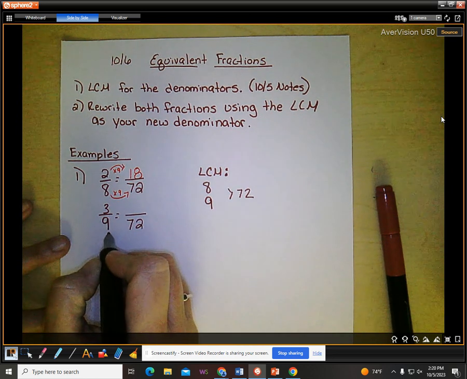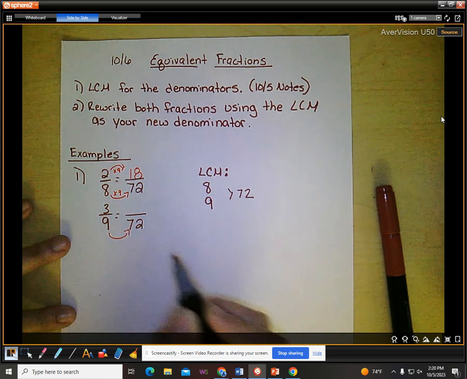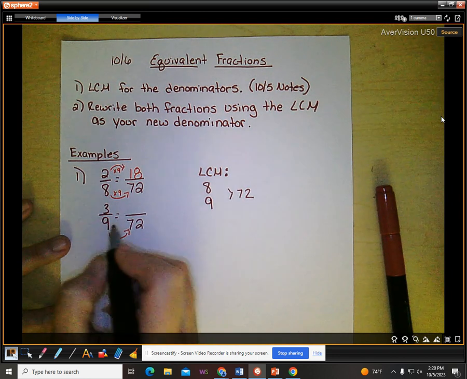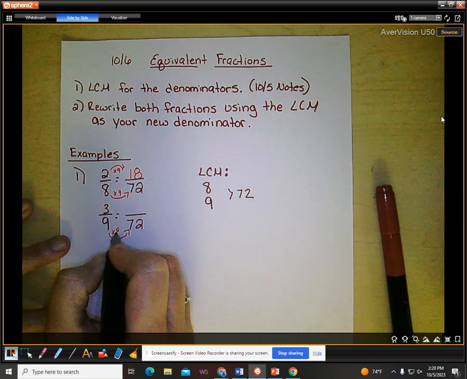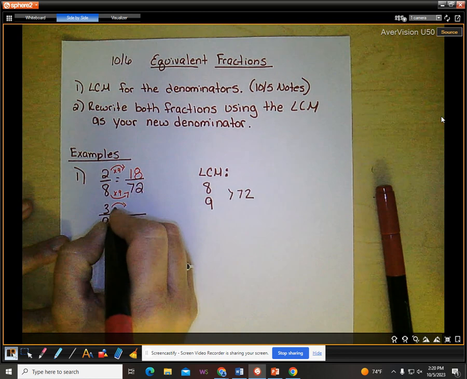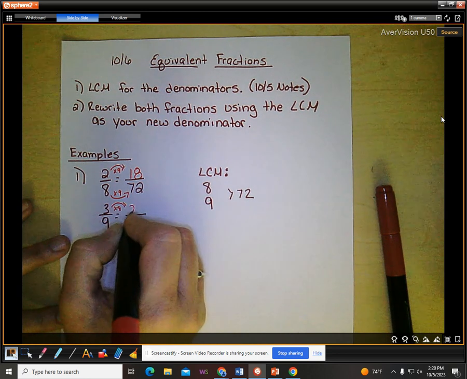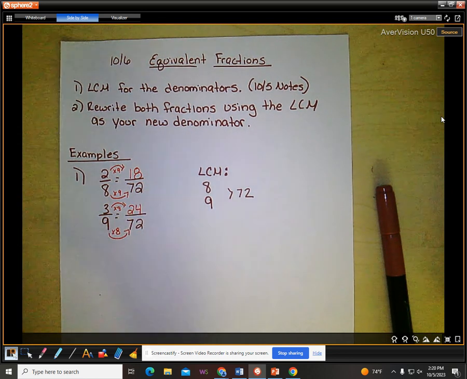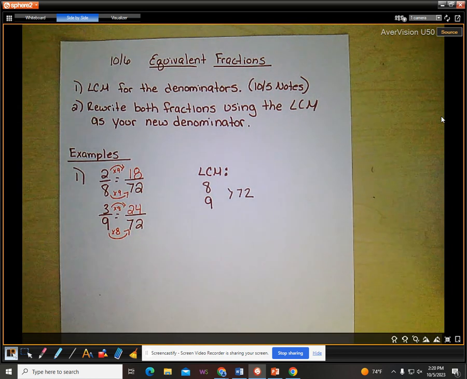Same thing for your second fraction. What do you do to 9 to turn it into 72? That would be a multiplication of 8. So whatever you do to the denominator, you also have to do to the numerator, which would give you 24. And now you have 2 equivalent fractions with the same denominator. Okay? And that's all you're doing with it for today.